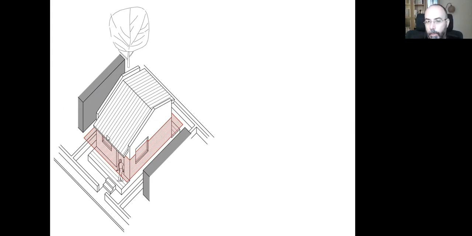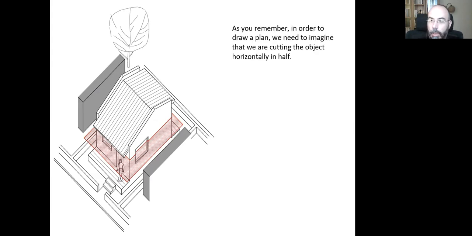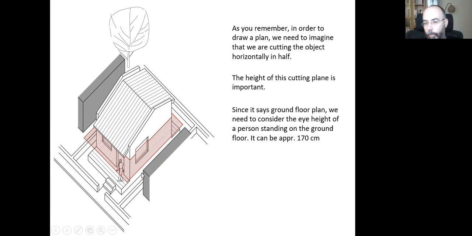So as you can remember, if we want to draw a plan of a building, of an object, this means that we need to cut it horizontally in half. And the height of this red cutting plane is important because the question says we need to draw the ground floor plan. We can consider the eye height of a person who is standing on the ground floor.